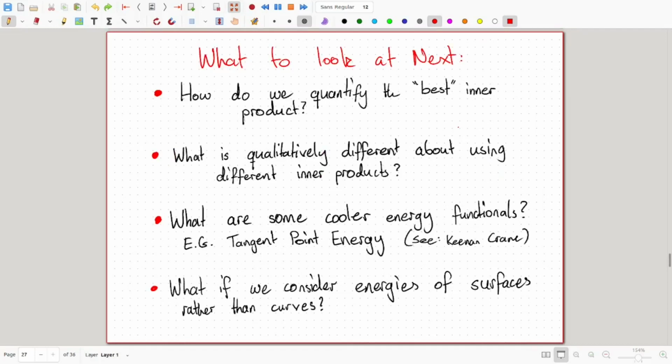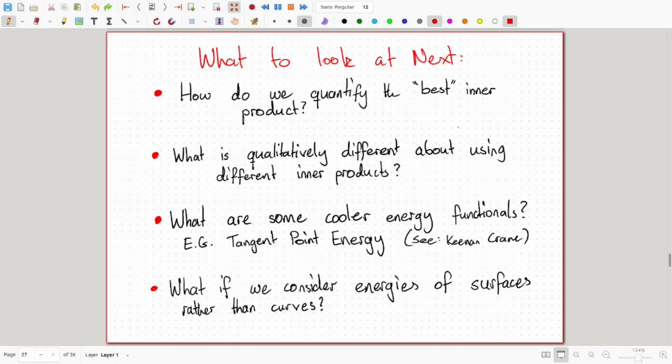The third question is, what are some cooler energy functionals? So we looked at the Dirichlet energy, which was just measuring the squiggliness of a function. But there are some really awesome examples online. For example, you can look at this thing called the tangent point energy. And Keenan Crane has some excellent articles and YouTube videos showing tangent point energy minimization, which is related to unraveling knots, or can be used to unravel knots in space.